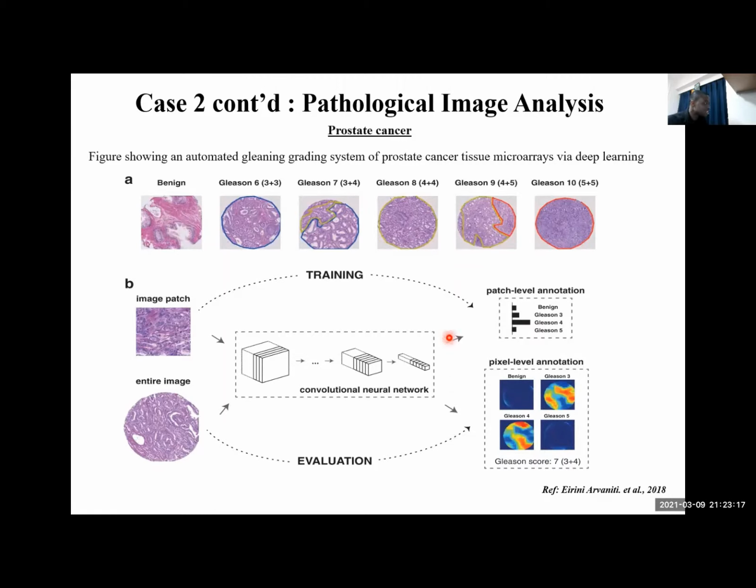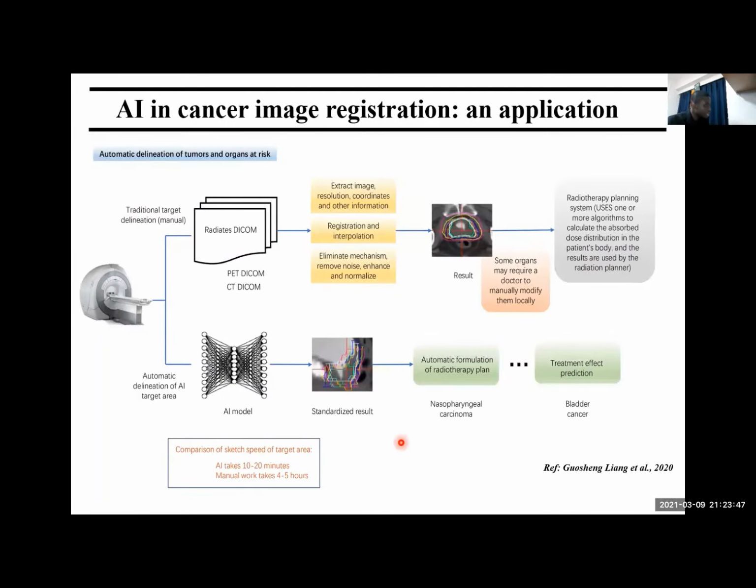This slide shows an automated Gleason grading system of prostate cancer. This diagram shows prostate cancer tissues that are being graded by cancer pathologists, and this section shows the AI grading system. We can see that the AI gives a perfect Gleason score after the training process. This is one way in which AI can be used in the application of pathological images. And of course, in cancer registration it is definitely applicable. AI shortens the time in which cancer image registration is done.